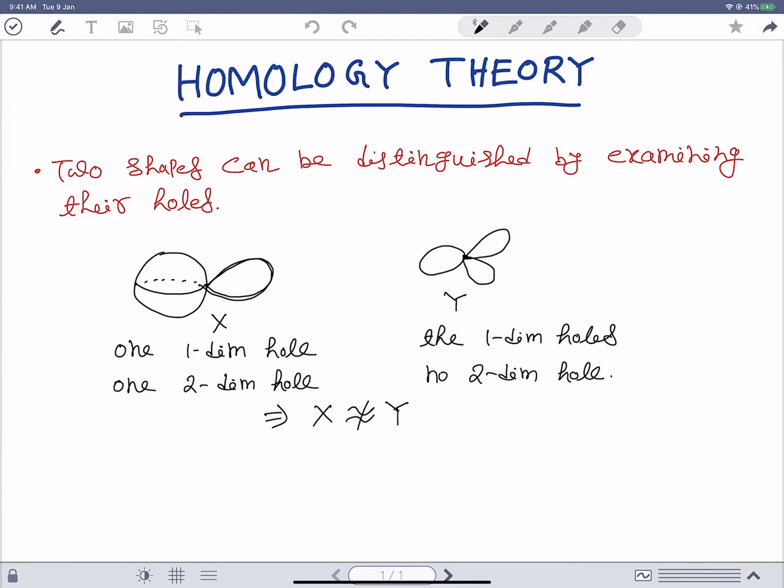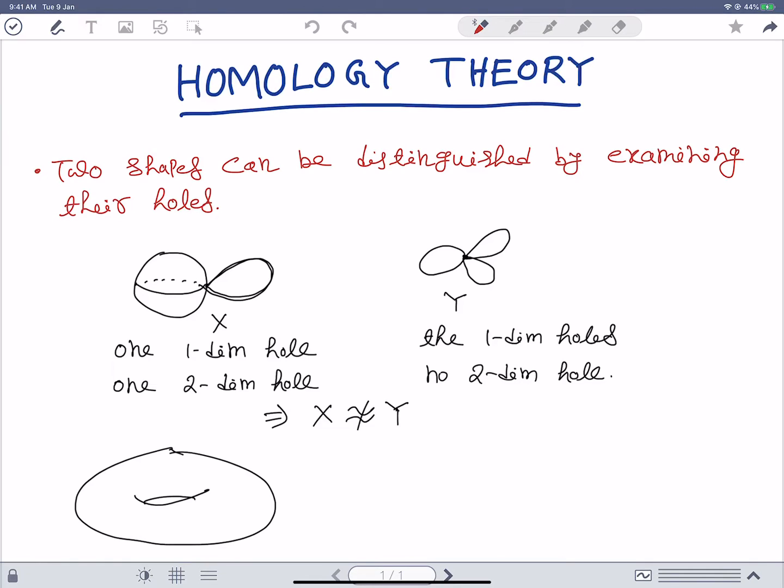Now the question is, how do we define a hole? And the second question is, how can we distinguish two holes? Now look at the following figure. Suppose you have a torus. For the time being, assume that a one-dimensional hole means a closed curve which is not the boundary of a region.